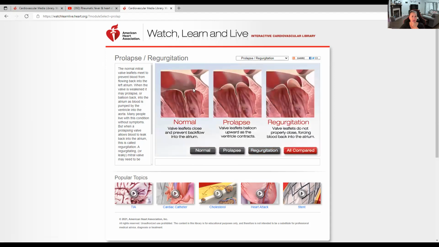And then look here, you can see it all side by side. Here's normal. Here's that bulging prolapse. And here's where it's allowing the regurgitation, or the blood to go back through. So the valve leaflets don't close properly, and this is forcing blood back into the atrium. Like I said, some really cool animations on this.